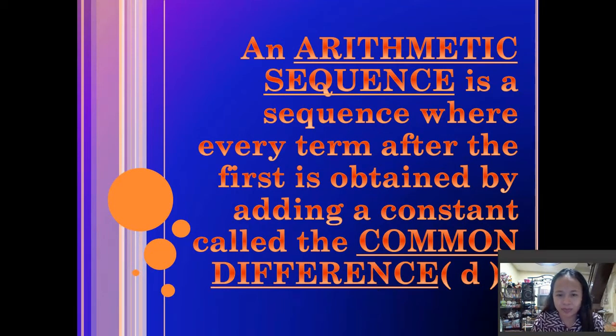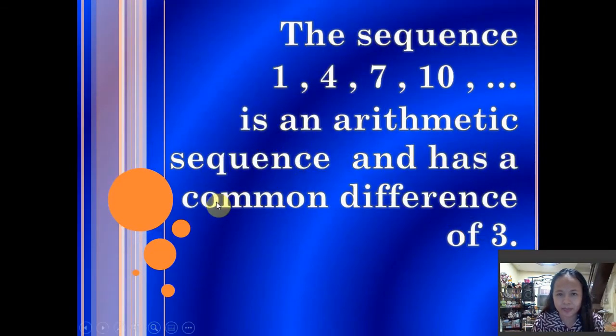Now we'll go over more activities. Okay, this one. The sequence 1, 4, 7, 10 is an arithmetic sequence. Is it? We have 1, 4, 7, and 10. It is an arithmetic sequence.